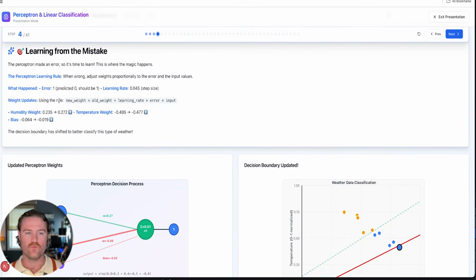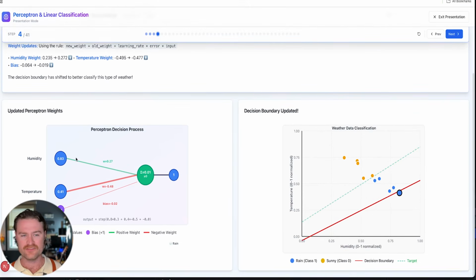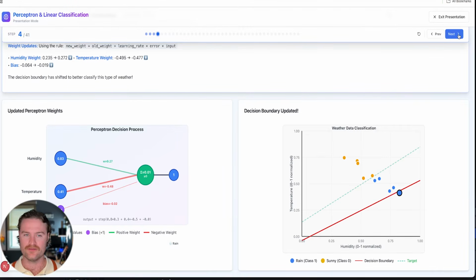taking this weight. The new weight is going to equal the old plus the learning rate times the error times the input. It's a long algorithm that just basically means we're going to adjust all of our weights just a little bit to try to make sure that we're a little more accurate here. You can see that our weights have changed. This is now 0.27, this is now negative 0.48, and our bias has changed a little bit as well.